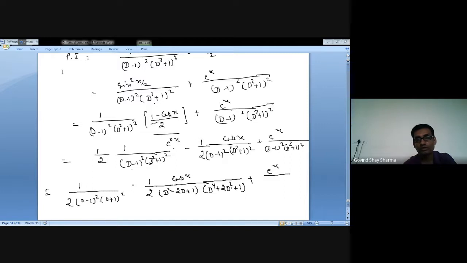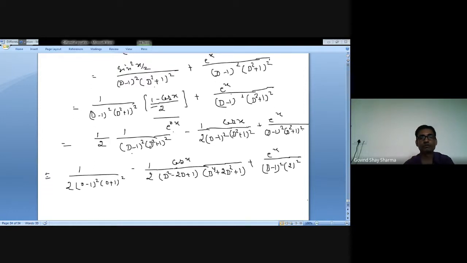Here we put d is equal to 1, so we keep it as it is. Here d is equal to 1, so we will convert it to 2. In d square plus 1 we put d is equal to 1. Now again you can see that 1 upon this is converting to 1 plus 1 plus 1.